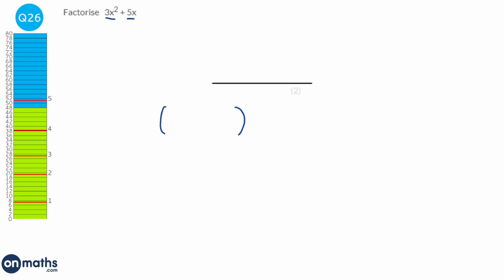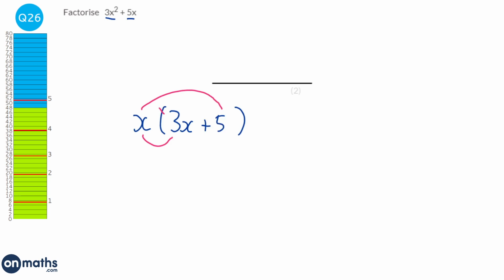Well, there's not going to be a number I can divide out, but they both have at least an x. X squared obviously is x times x, and x is just on its own for the 5x. So we're going to divide out the x. So I need to ask myself, what times x is going to be 3x squared? Well, obviously 3x. And then we ask ourselves, what times x is 5x? Well, that's just going to be 5.